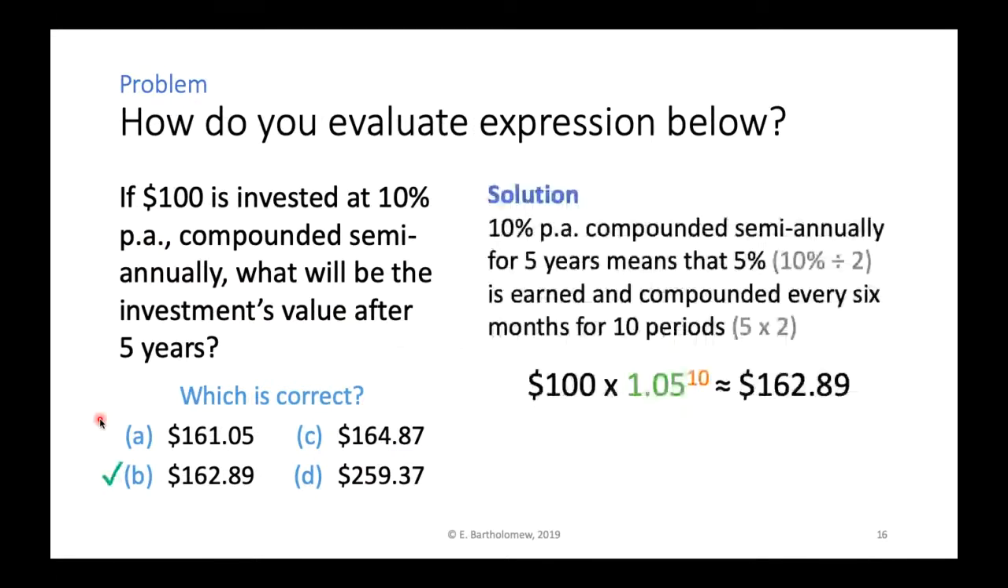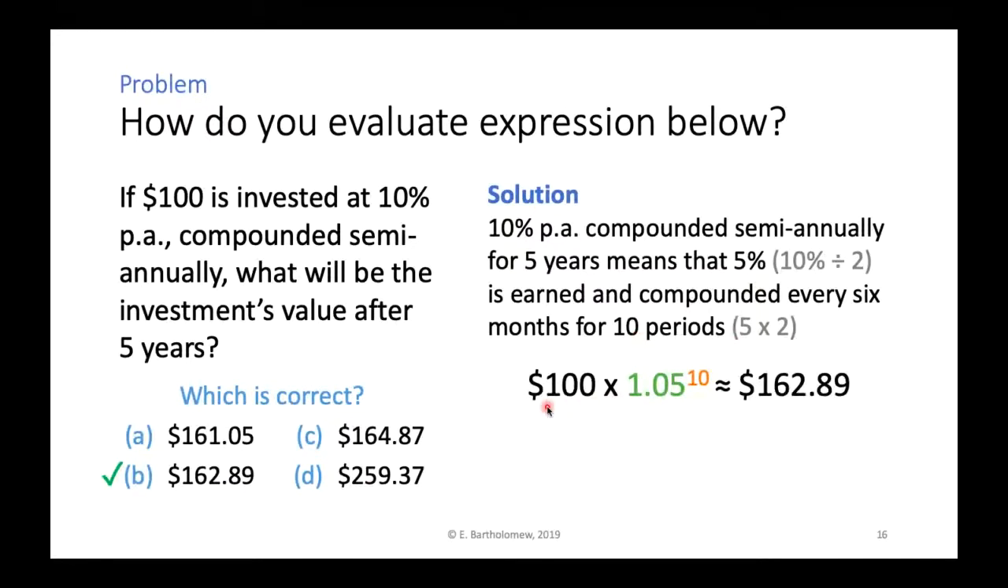Okay, so this is the solution. The key here is to recognize what 10% per annum compounded semi-annually means. It means that you're getting 5%, 10% divided by 2, every half year, every 6 months. And further, there are going to be 10 periods because 5 years has 10 6-month periods in it. So you take the 5 times 2.